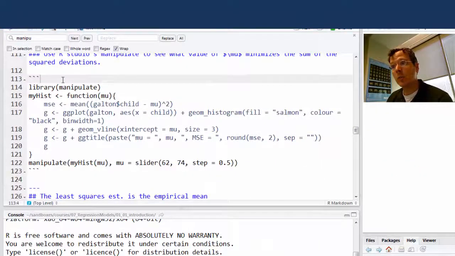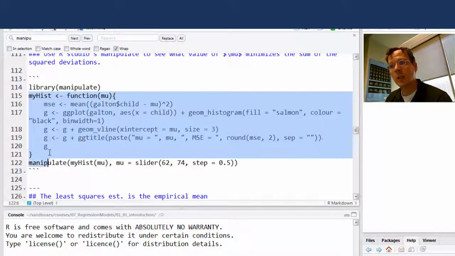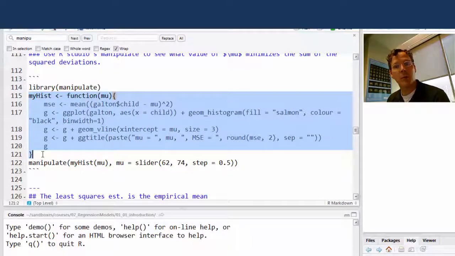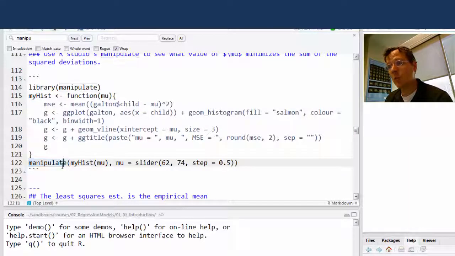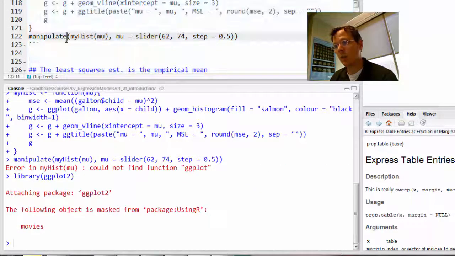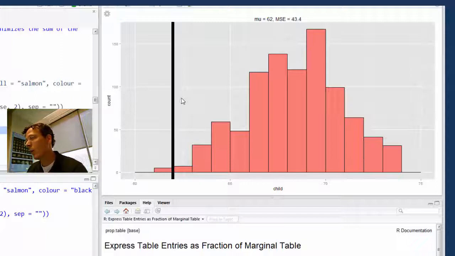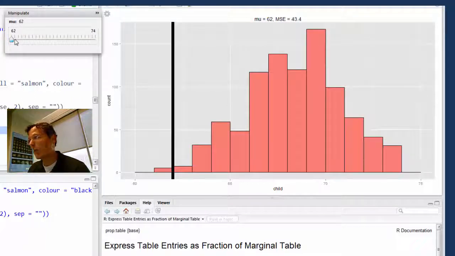So I've already loaded manipulate, but maybe I can do it again. I've loaded the data set Galton, and I've defined a histogram function here that executes the ggplot commands to draw my histogram, and it takes as an argument mu, the parameter that we're trying to find. So let me try my manipulate command here. Oh, I don't have ggplot2 loaded. Let's try it again. There it is. Okay. Now because we're using manipulate, I can move my slider around.